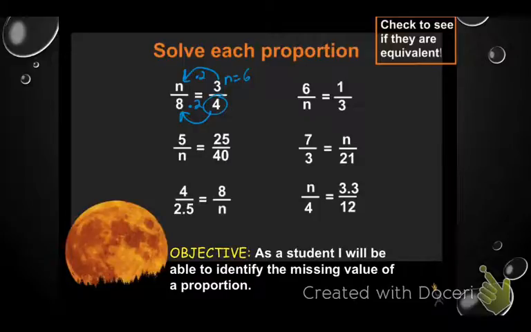Okay, in number 2, we've got 6 and 3 across from each other. That gives us 18, and 18 divided by the third number, which is 1, that's simply 18 divided by 1 is 18. So n equals 18.